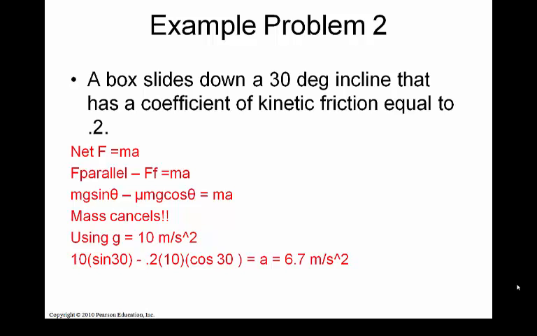Note the mass cancels, and using 10 meters per second squared for gravity, we get 10 times sine of 30 minus 0.2 times 10 times cosine of 30. That will give us our acceleration of 6.7 meters per second squared.